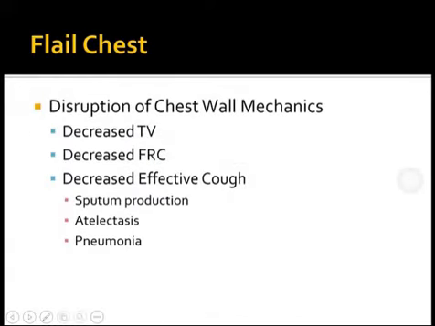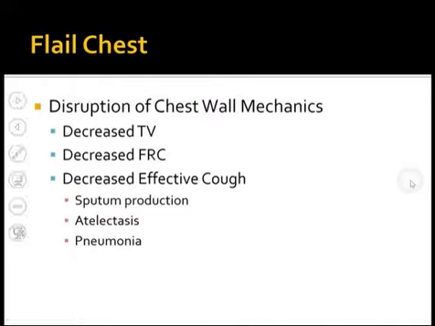The problem with flail chest is disruption of the chest wall mechanics. So it alters your tidal volume and your functional residual capacity. But more importantly, there's almost always an underlying pulmonary contusion associated with it, right? You had a hard enough force to break a chunk of your rib cage off and separate it from the rest of the chest. There's going to be a big pulmonary contusion underlying it.